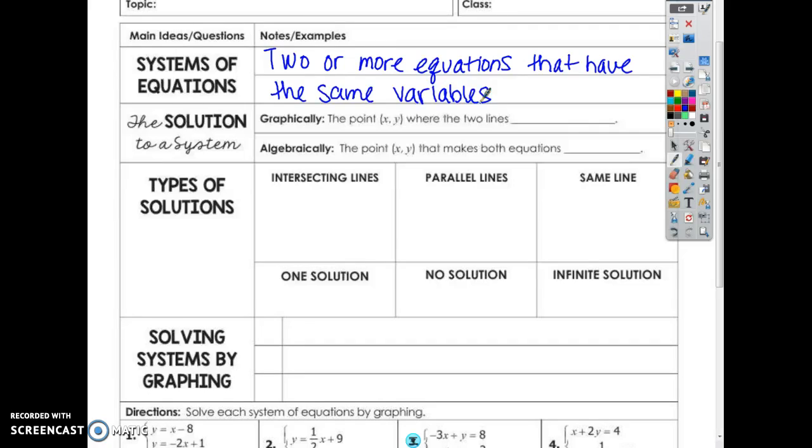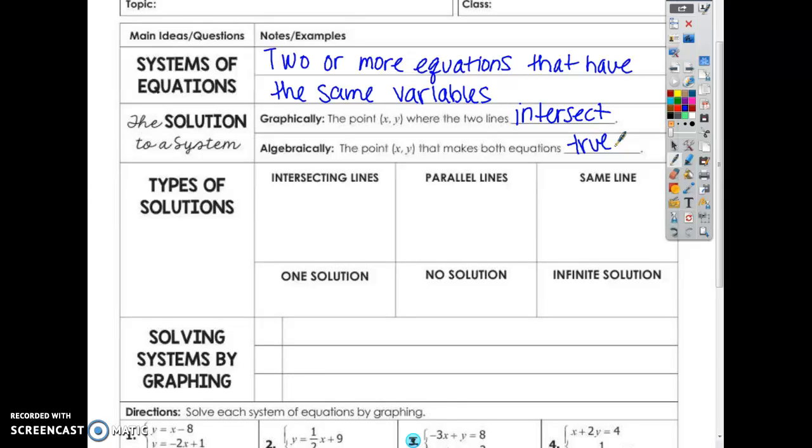Graphically, when you graph your two equations, what happens? What do those two lines do? They cross, right? They intersect. The two lines intersect. So algebraically, the point x and y makes both equations true.